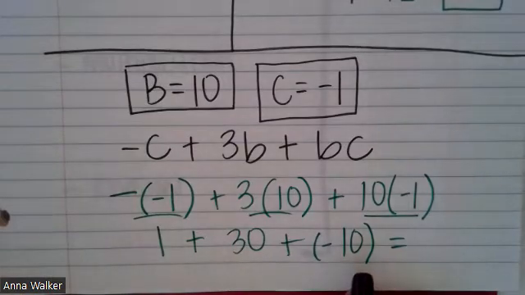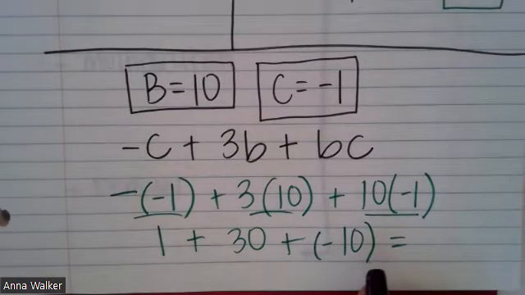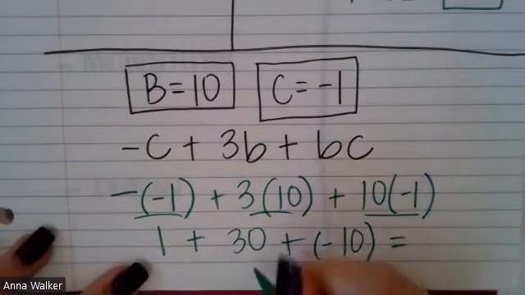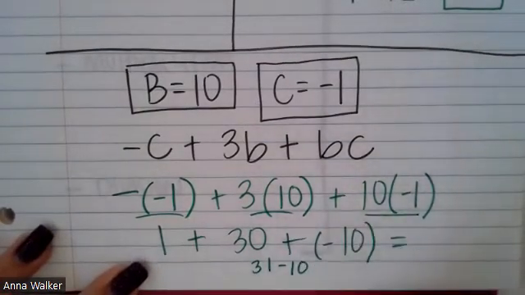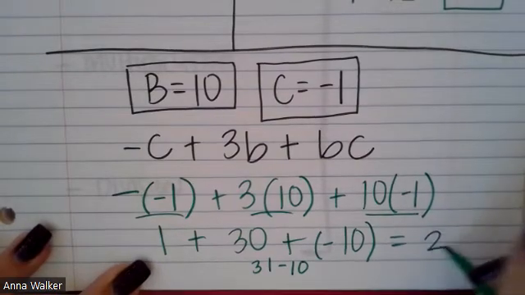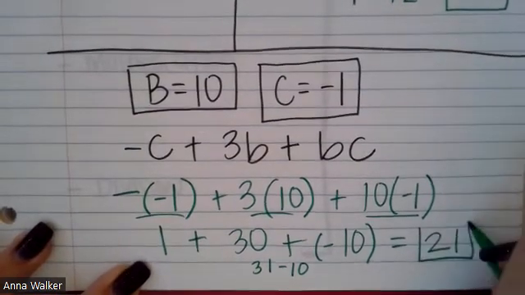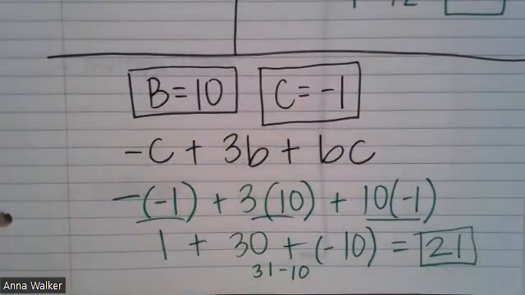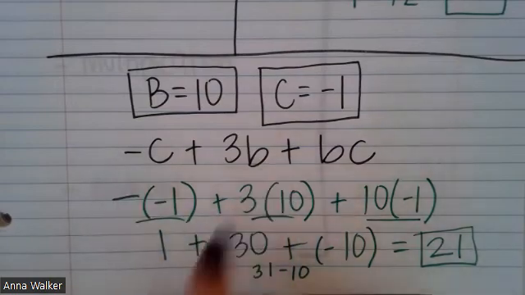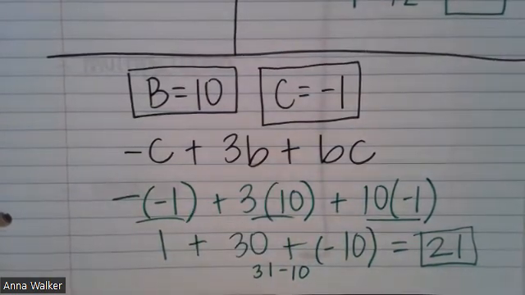And if I was to simplify all of these, 1 plus 30 is 31. 31 plus a negative 10 is the same thing as subtracting a 10. So 31 minus 10 is going to be equivalent to 21. So when we evaluate this expression with b and c as 10 and negative 1, it ends up getting 21. So again, all we do when we evaluate expressions is we input and we solve. We input into the problem and then we solve using our order of operations and our integer rules.